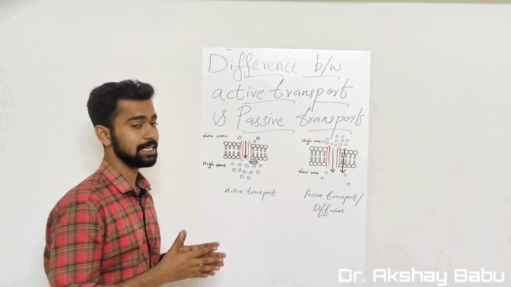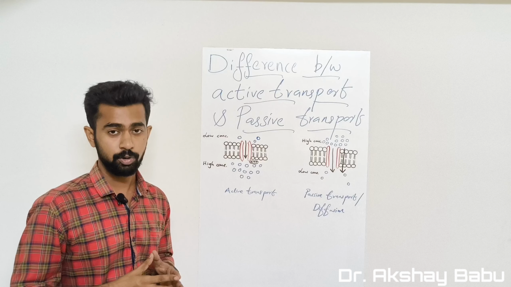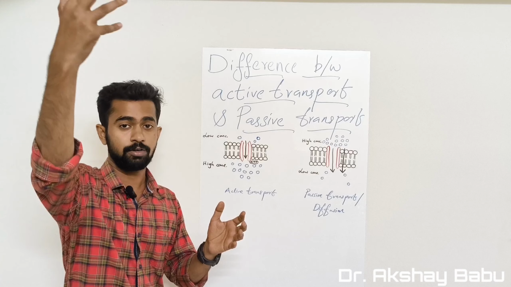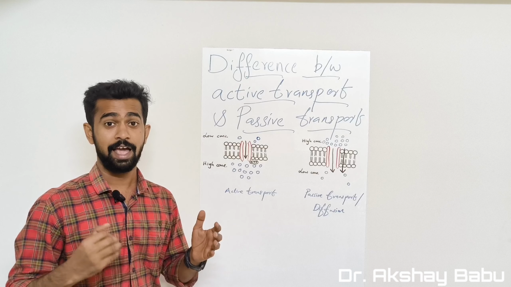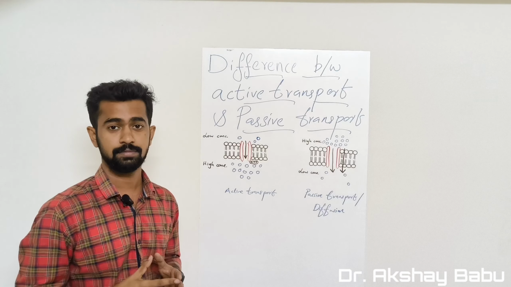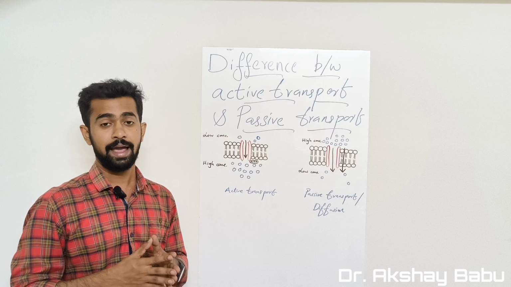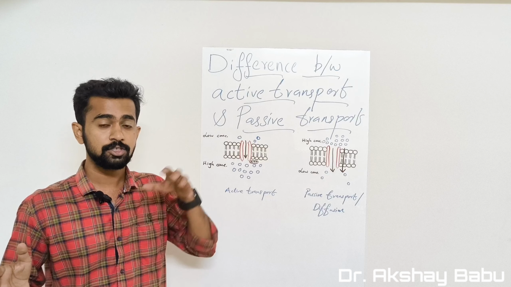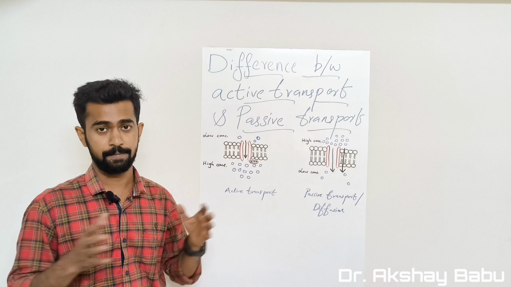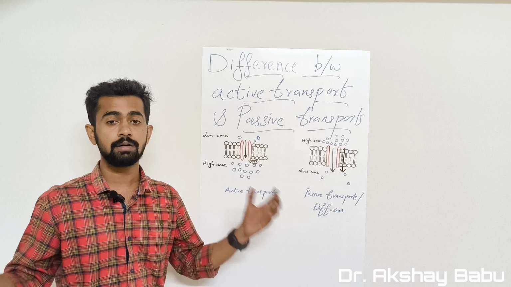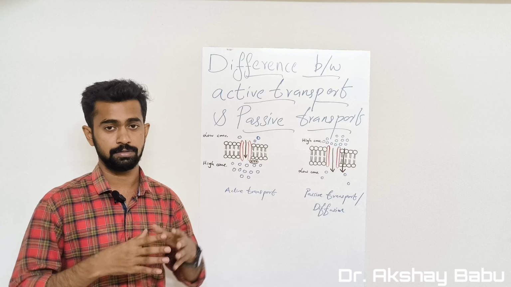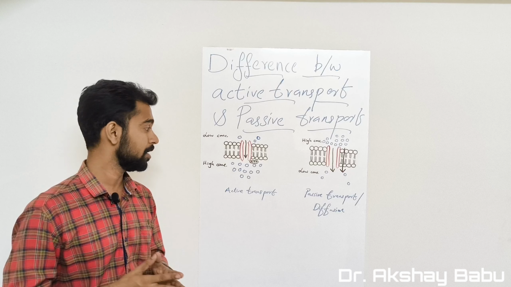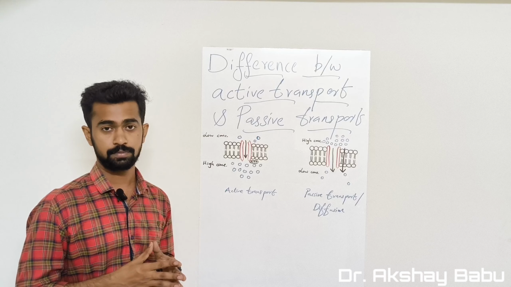So in active transport, an extra energy is required for the transport of substances from lower concentration to higher concentration, that is, against the concentration gradient. Apart from the normal kinetic energy of these particles, an extra energy should be supplied. From where can this extra energy be supplied to these particles? This extra energy is supplied through the ATP molecule.